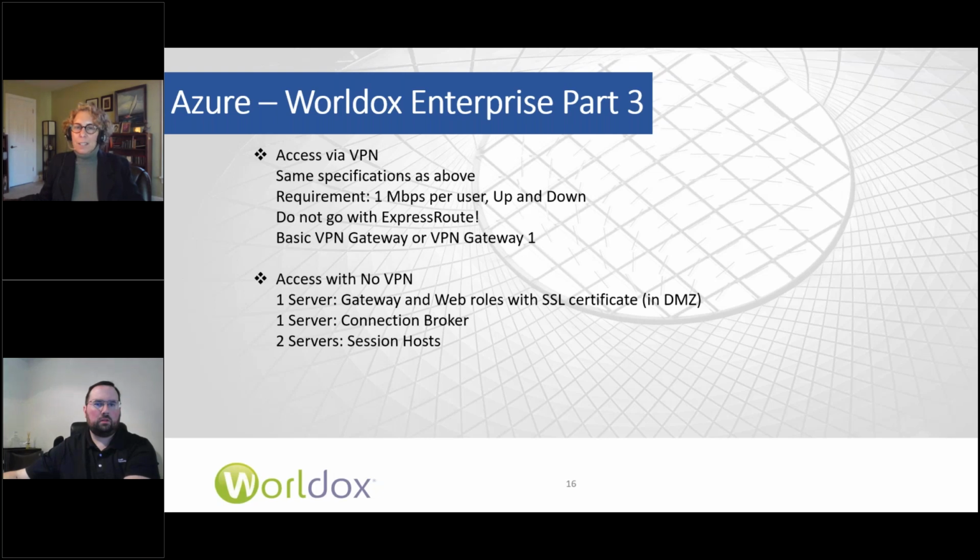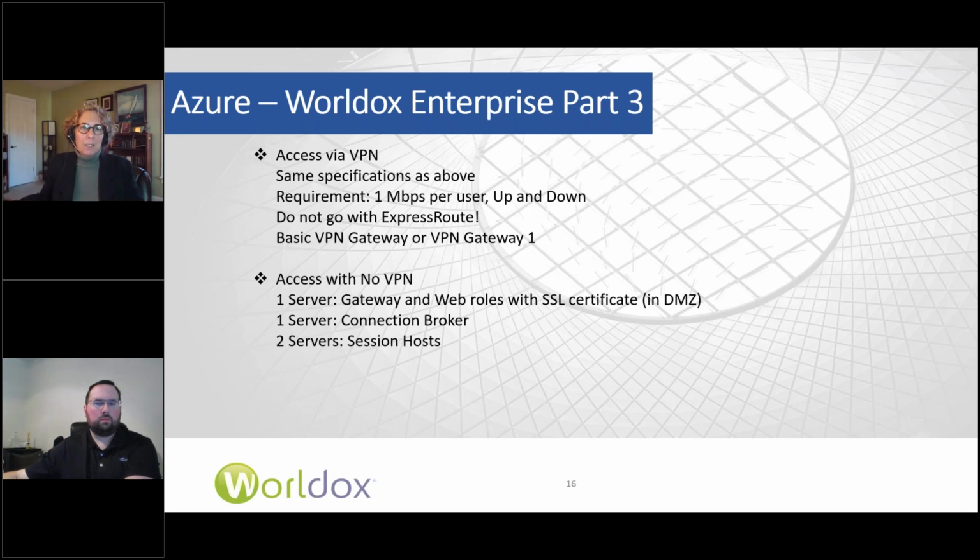So then the other thing that we need to discuss is, how are you actually going to access this environment? Azure actually gives you several different VPN options. So if you want to access with VPN, there are several ways of doing that. And if you don't want to use VPN, then you have to make sure that you get an SSL certificate and have an additional server that's going to have the gateway and the web roles, so that way you can basically separate that server from where your data is.